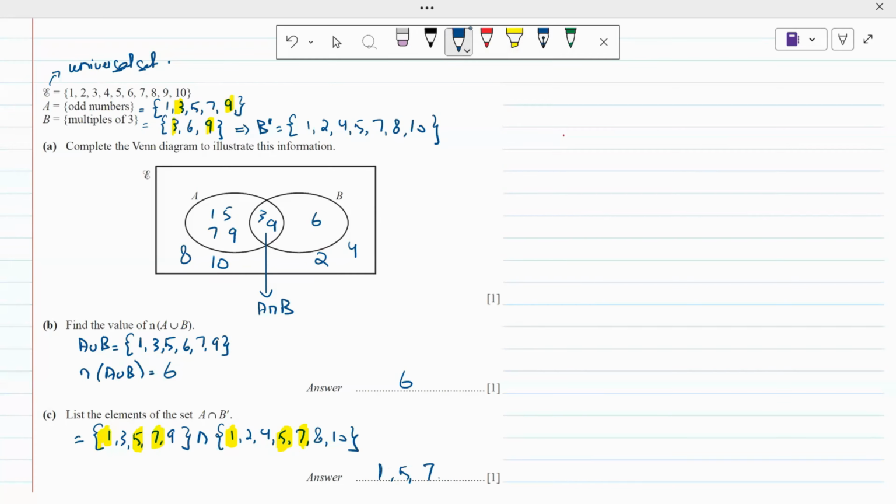Is this all clear? Yes, sir. So this was all about sets.